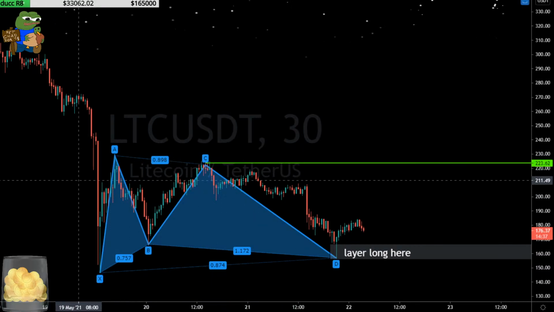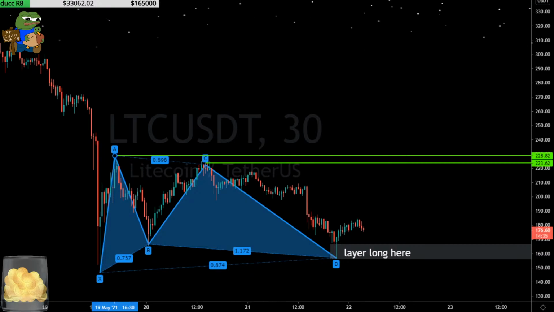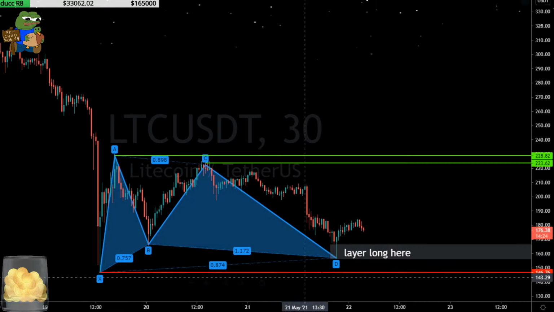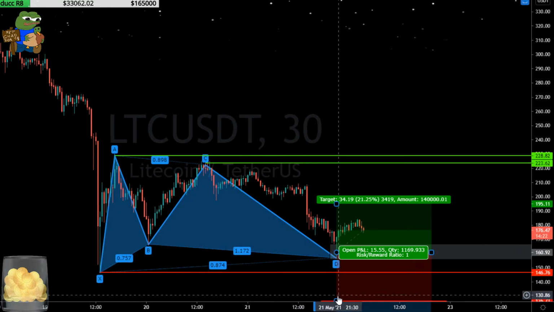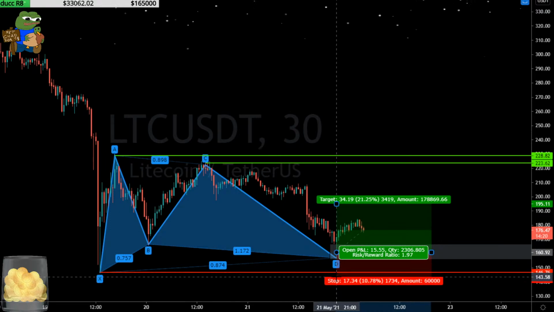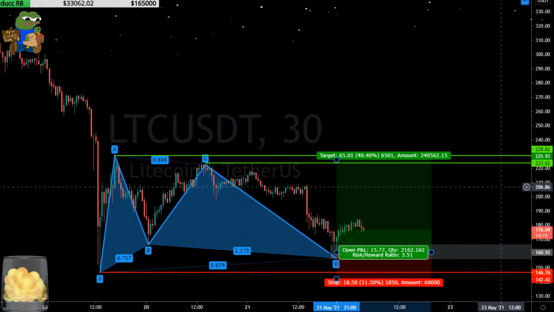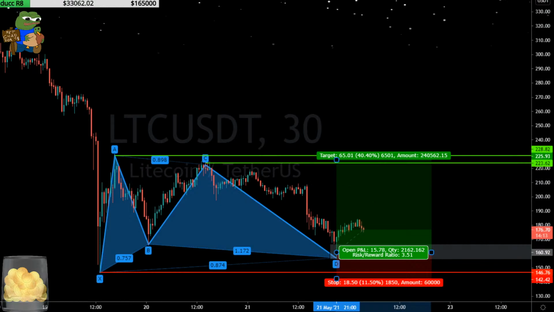First areas of interest. You would have a stop somewhere below or be watching this area, 146. You wouldn't want to lose 146, right? So somebody that would have layered in this zone would have had a 3.5 to 1 equitable trade on Litecoin.